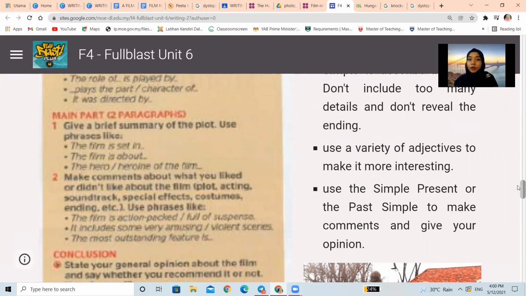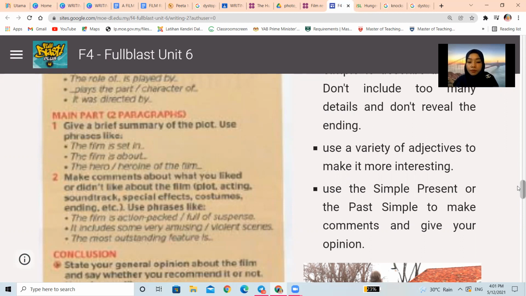And then I think the most important part is, of course, the third paragraph. Maybe you can try and include some of the comments that you would like to make about the film, in which you can include some comments about the film's actors. How did they act? You can also give some comments about the soundtrack, maybe some special effects, costumes. And probably you can tell us whether you like the ending, maybe.